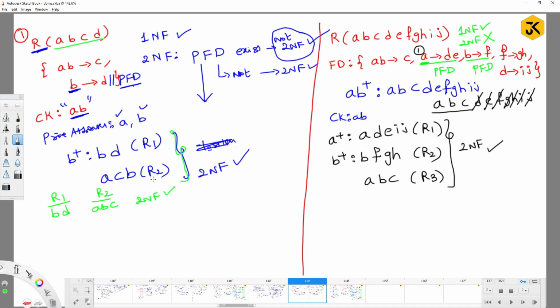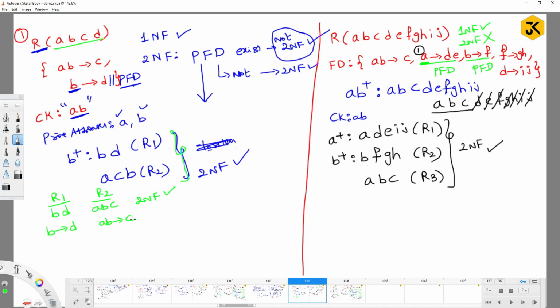Now we have to find out whether it is in 3NF or not. To define whether it is in 3NF or not, what might be the possible functional dependencies here? One is B determines D, and another one for ABC is AB determines C. Now is it in 3NF? To find out, we have to check for transitive functional dependency. Is there any transitive functional dependency?